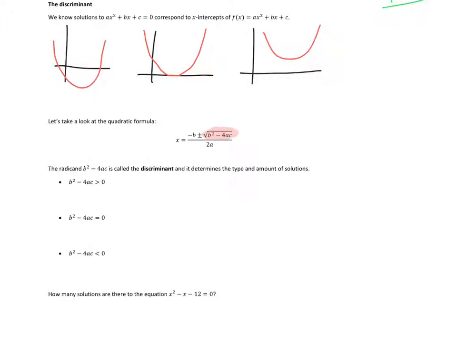So that part's really important. We're going to take the b squared minus 4ac, and it gets its own special term. It's called the discriminant, and it determines the type and amount of solutions. For instance, if b squared minus 4ac is greater than 0, we're going to get 2 real solutions because we're going to have to add that and subtract it. So in this first case, we get 2 real solutions. Real number solutions is what I mean by that.